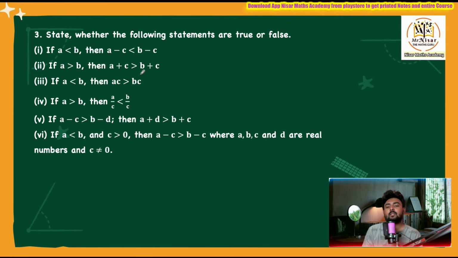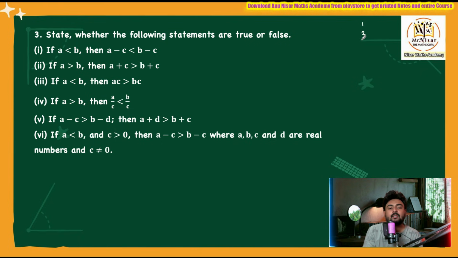State whether the following statements are true or false. So see the first question we have here, children. Again here you have to say whether it's true or false, and it again depends on those 6 rules. Can we recap the first 6 rules first? Okay, fine, we'll recap quickly.